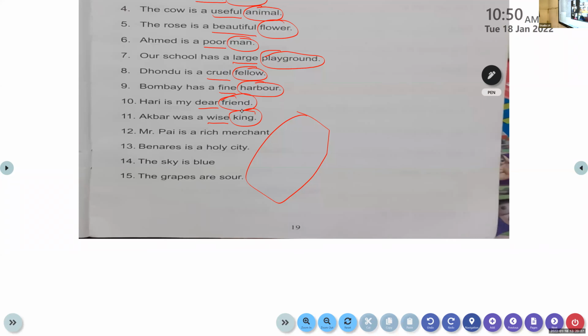Mr. Pai is a rich merchant. Rich is what? Adjective. Very good. Rich is the adjective and it describes the noun merchant. It says the quality of Mr. Pai. He's a rich merchant. So rich is the adjective there and it describes the noun merchant. Now, the next person.